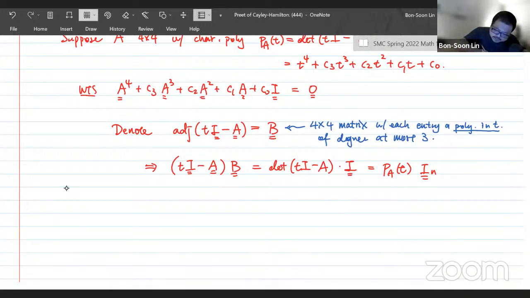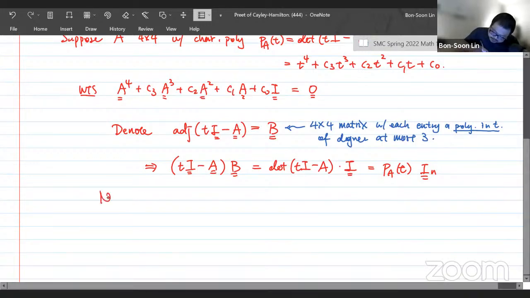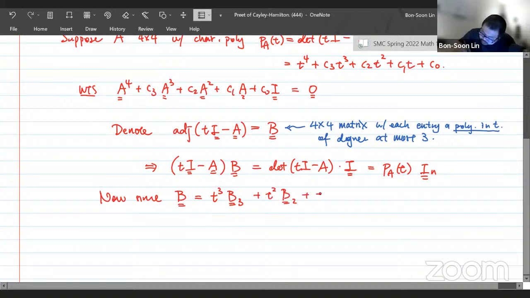So what does that mean? Since B has entries that are polynomials in T, we can factor this matrix as something like T cubed B3 plus T squared B2 plus T B1 plus T to the 0 power, which is 1, times B0, where the B_i are some constant 4x4 matrices, meaning there are no T's.